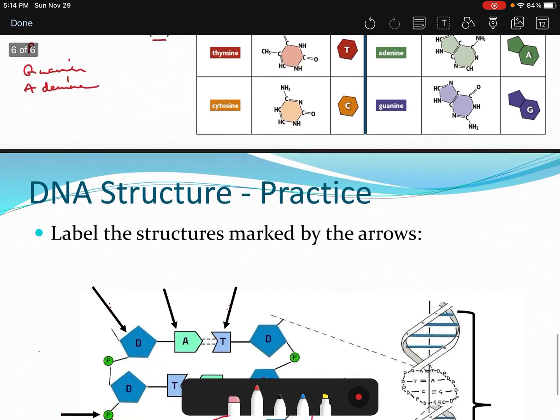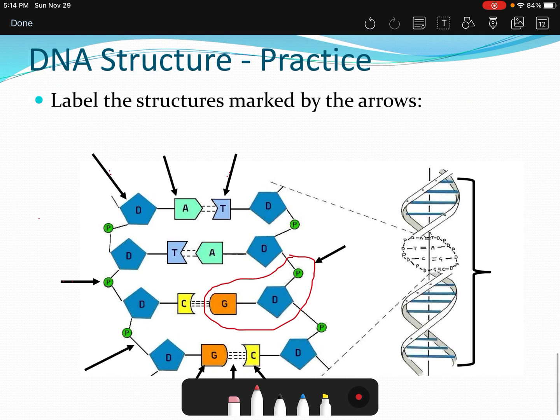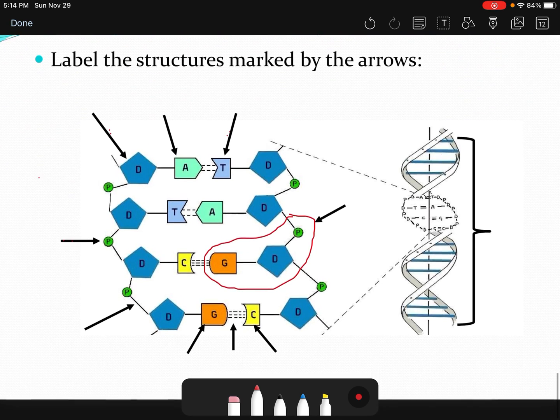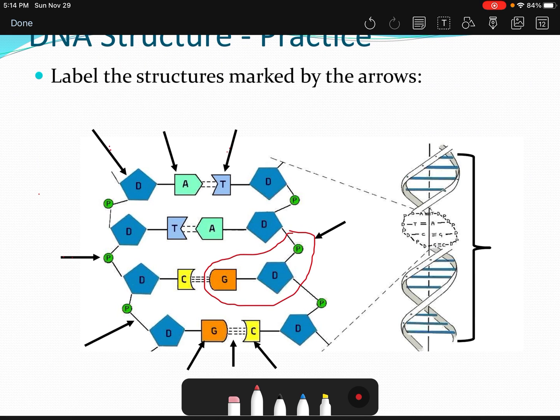Okay, so those are your two groups of bases. So we're just going to finish up here with just a little bit of practice then. Let's look at all these structures that are marked by arrows. Do you remember what the T stands for? That is the nitrogen base thymine. The A, adenine. That's another nitrogen base, and those two are always bonded together.